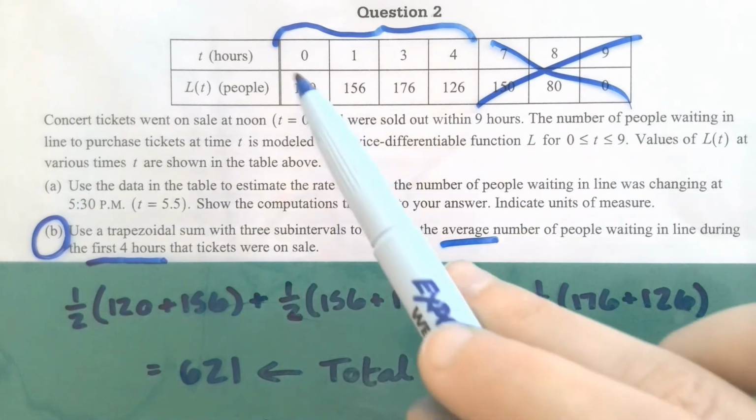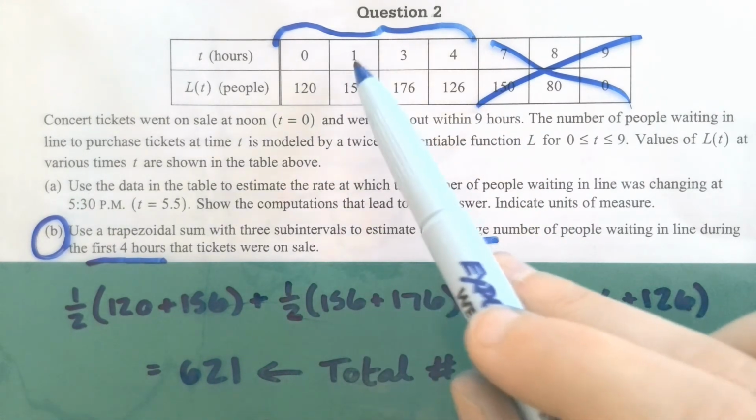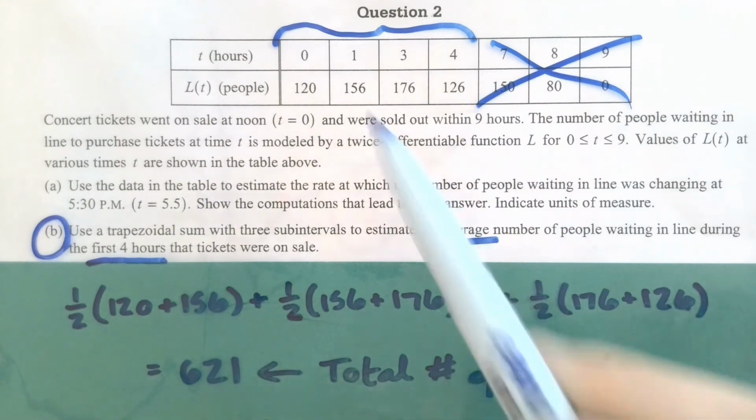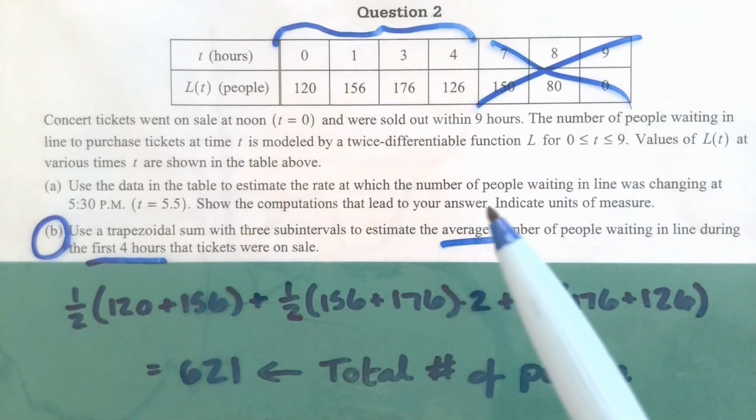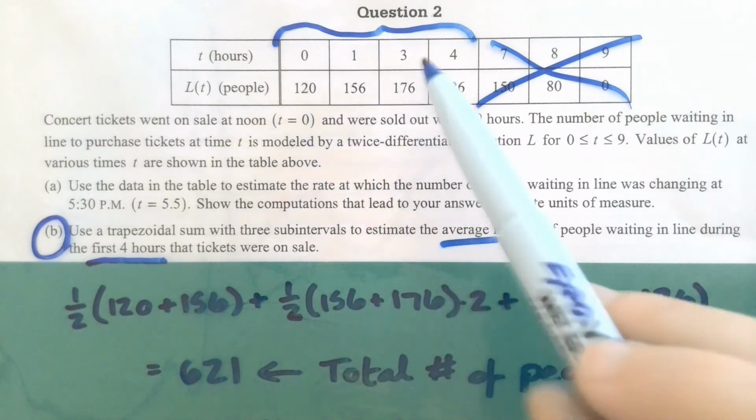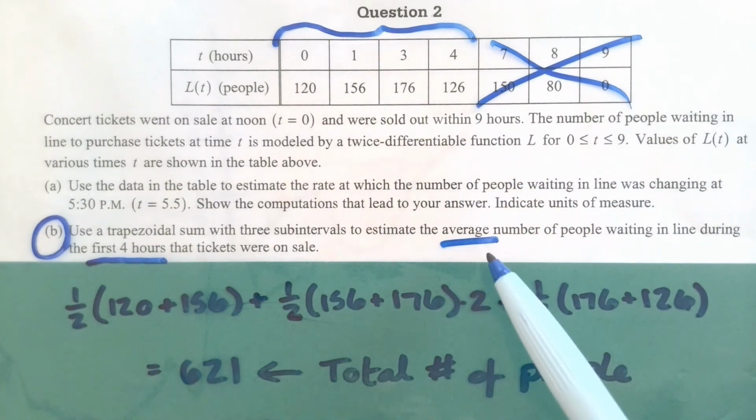With 3 subintervals, that just means I'm looking at 0 to 1, 1 to 3, and 3 to 4. Notice that that 1 to 3 is not the same width as 0 to 1 and 3 to 4. And then when we're done finding the total number of people, we are going to have to find the average number of people, so that is really important as well.